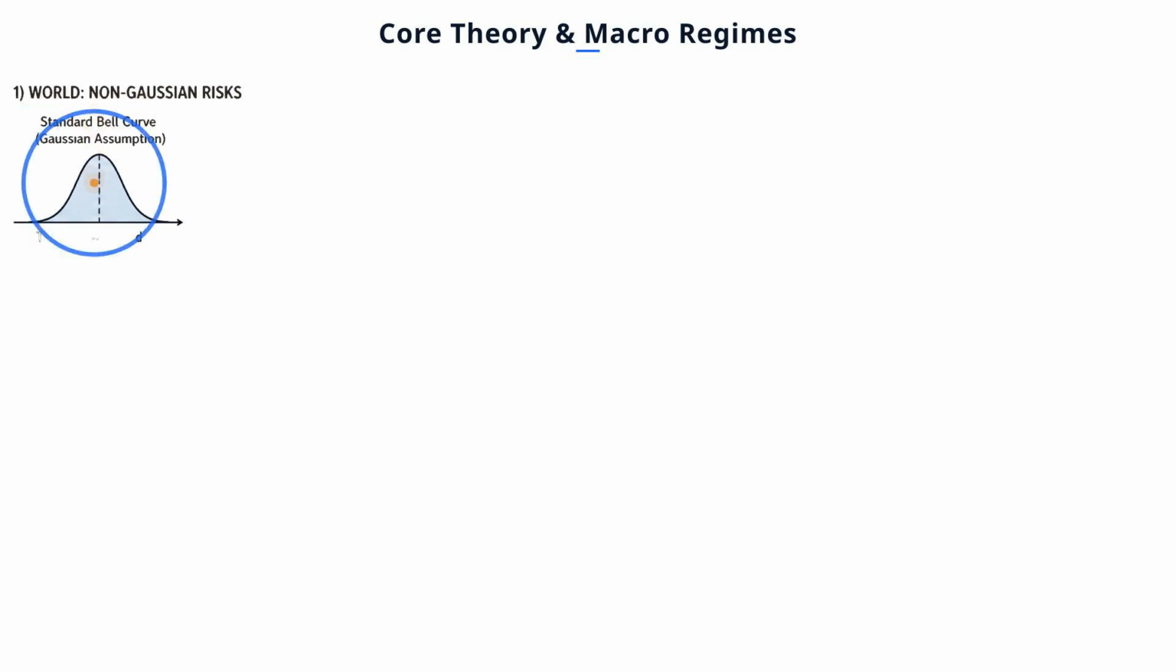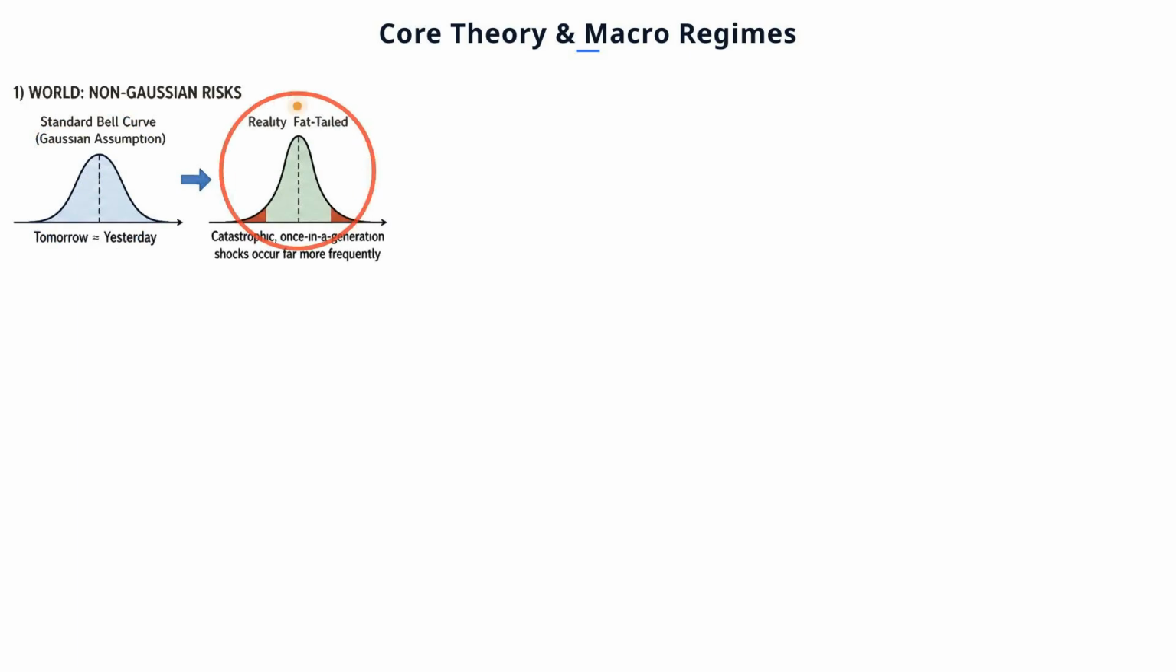The barbell architecture is a survival mechanism designed for a world where risks do not follow a standard bell curve. Most financial models, such as the CAPM or Sharpe ratio, assume a Gaussian distribution, where tomorrow statistically resembles yesterday. This framework rejects that assumption, recognizing that fat-tailed events, catastrophic once-in-a-generation shocks, occur far more frequently than conventional models predict.